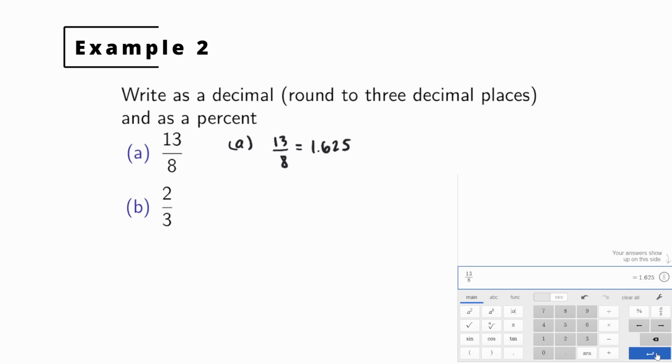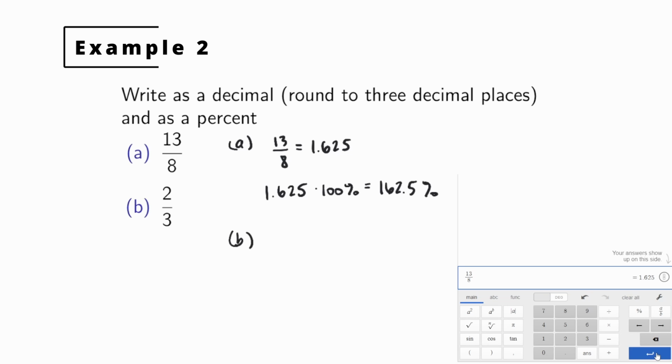The way we get that into a percentage is to simply multiply that by 100. Now it says round to 3 decimal places. It's already rounded to 3 decimal places. If we take 1.625, again, we multiply by 100%, that just moves the decimal place 2 spaces to the right. We get 162.5%. Okay, and that's it for part A.